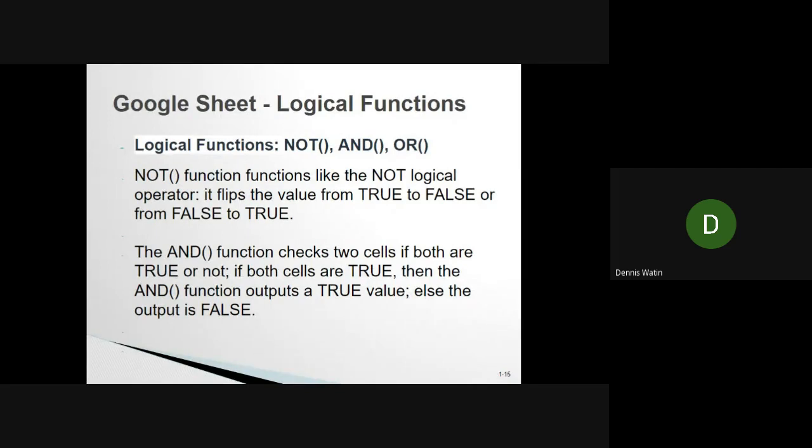The NOT function, like the NOT logical operator, flips the value from true to false or from false to true. Meaning, class, it just converts these two values, no? If your value is true, and you put the NOT function on it, it becomes false. And the AND function checks two cells if both are true or not. If both cells are true, then the AND function outputs a true value, else the output is false.